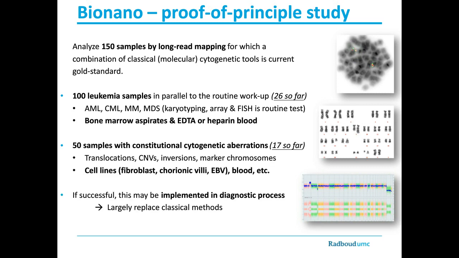But we added 50 extra samples. Those are constitutional cytogenetic aberrations. And there usually we use cell lines, either from fibroblasts or chorionic villi, or even EBV cell lines, but also fresh or frozen blood can be used for those. And those are 50 representative samples of important cytogenetic aberrations that we've seen over the last years. And again, the ultimate goal would be to implement that as part of our routine process and replace the classical methods, at least to a large degree.